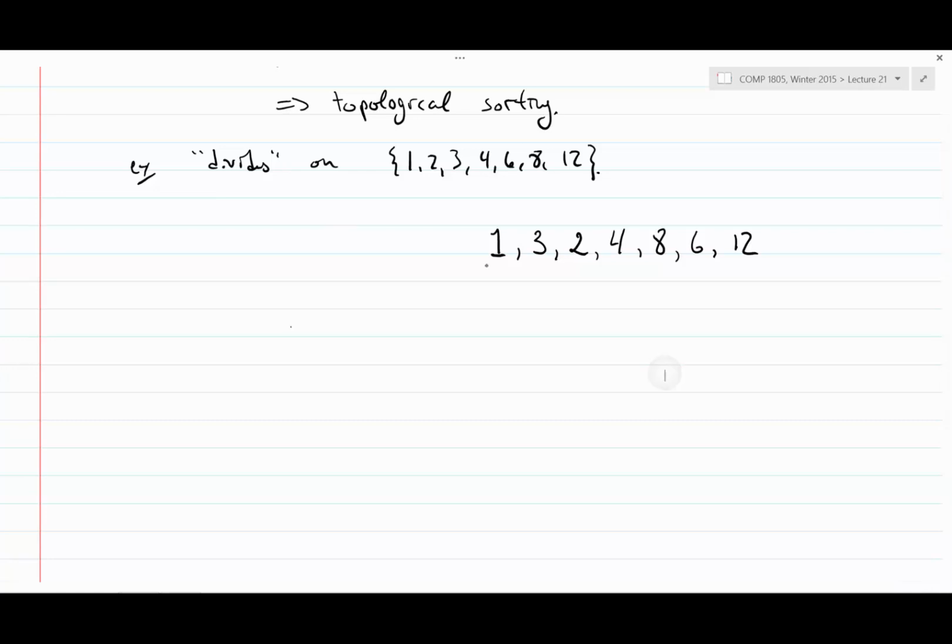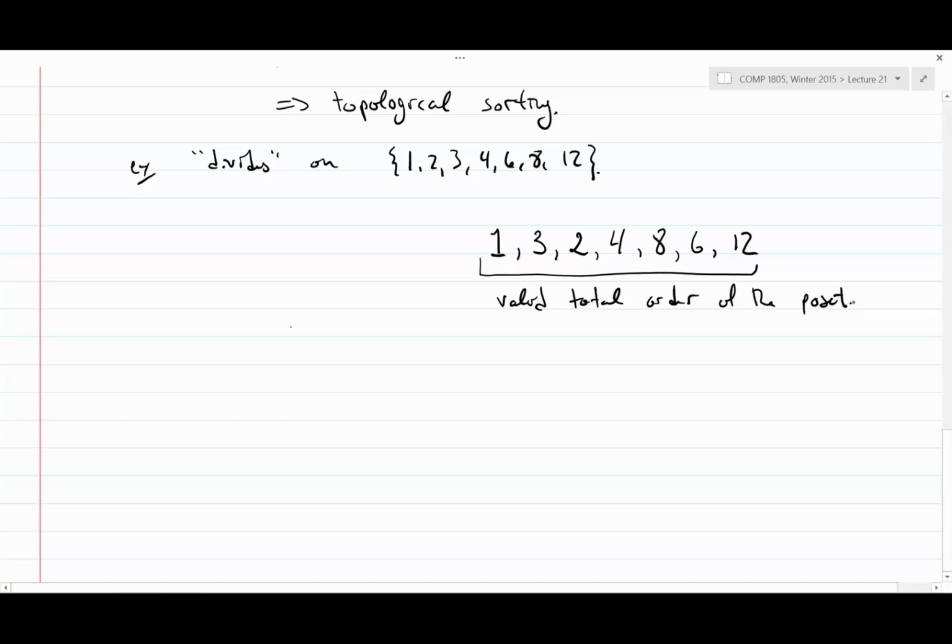So this thing here is a valid total order of the poset. So this thing is the result of topologically sorting that set. And this seems kind of weird because normally we wouldn't consider this thing to be sorted, right? This thing sorted would be 1, 2, 3, 4, 6, 8, 12. That sorting is with respect to the less than relation. Well, the less than or equal relation. But we're not sorting with respect to that relation, we're sorting with respect to the divides relation.